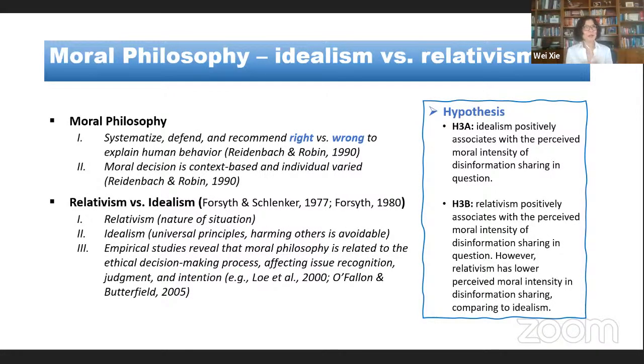And idealism, on the other hand, says that we don't need to be too much influenced by the context or the situations. We think there is a set of universal rules that we should follow. Those rules tell us what's right from wrong, so everybody should follow this specific set of rules. For idealism, they also say harming others can be avoided. It's your personal choice, so you can choose not to do so.